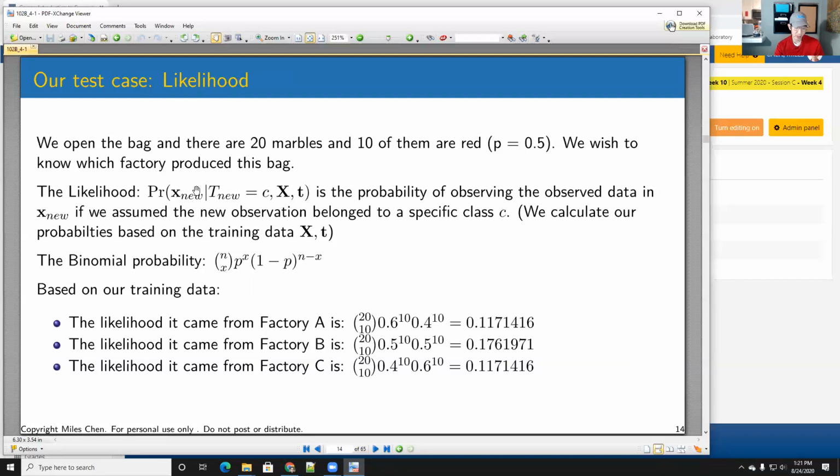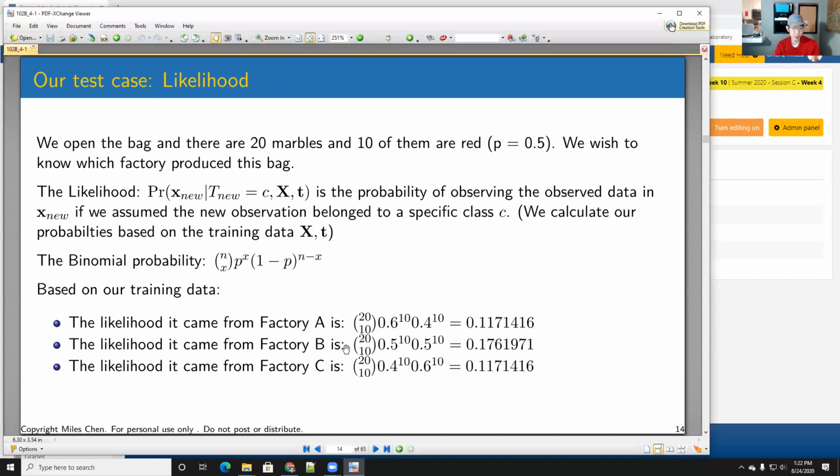The likelihood is the probability of getting the observed data of 10 out of 20 being red, if we assume it comes from factory A, or factory B, or factory C. For this we just use the binomial probability. If it came from factory A, where 60% are red, then the probability of getting 10 red out of 20 is 20 choose 10, times 0.6 to the 10, times 0.4 to the 10, and that turns out to be 0.117.